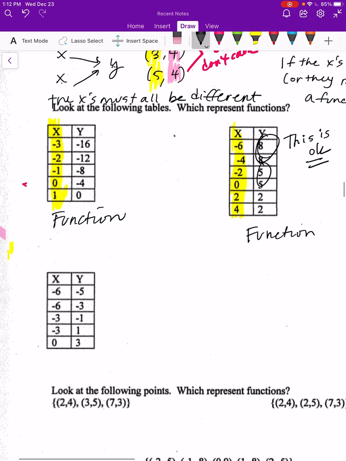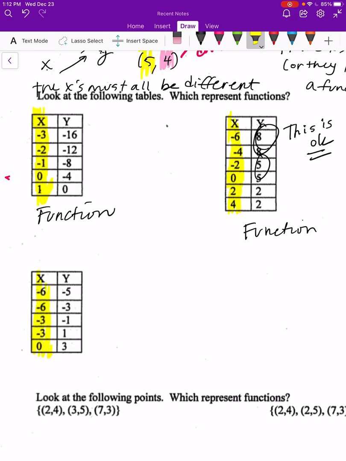Okay, how about here? Function, function, is it a function? Only if the x's do not repeat. Do you see some repeating going on? Indeed you do. A -3 and a -3 and a -6 and a -6. So this is not a function. Okay, so if you have a table, you got to look at the x's.